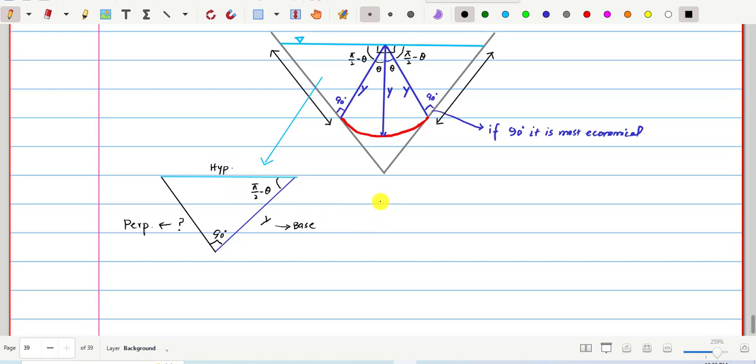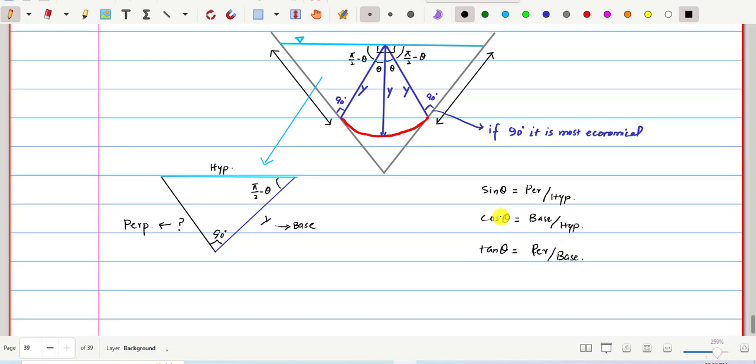So let's see, we have trigonometric ratios. As we know, sine theta is equal to perpendicular upon hypotenuse. Cos theta is equal to base upon hypotenuse, and tan theta is equal to perpendicular upon base.